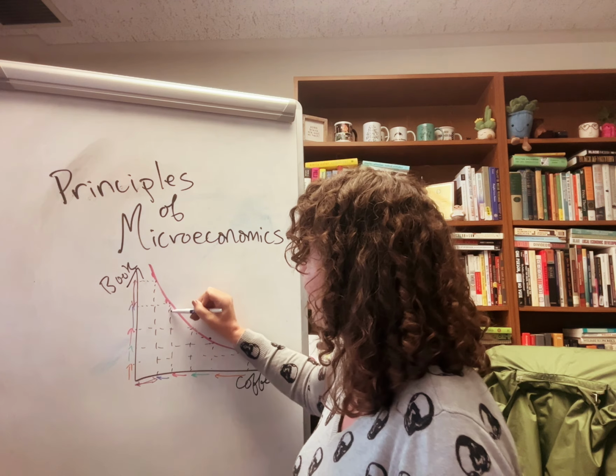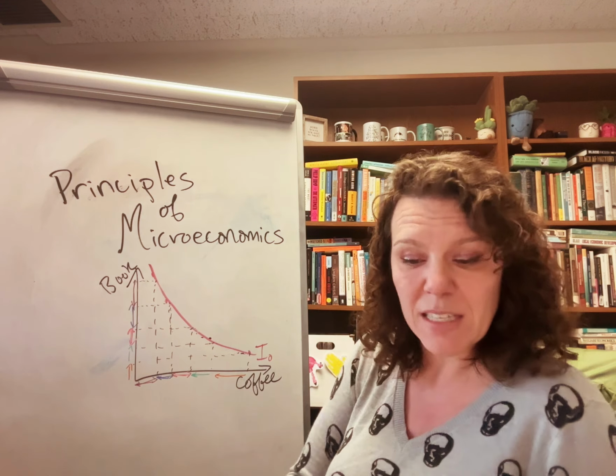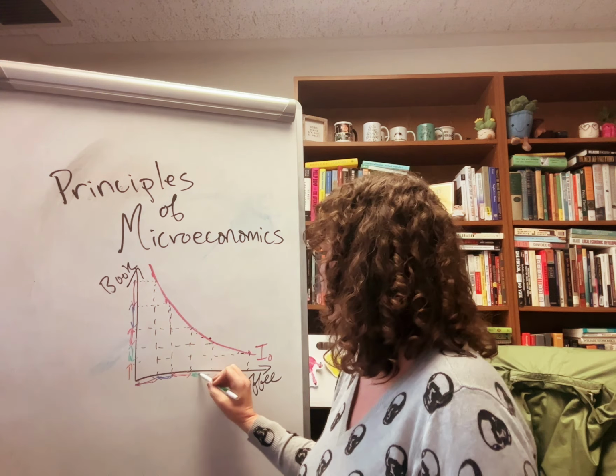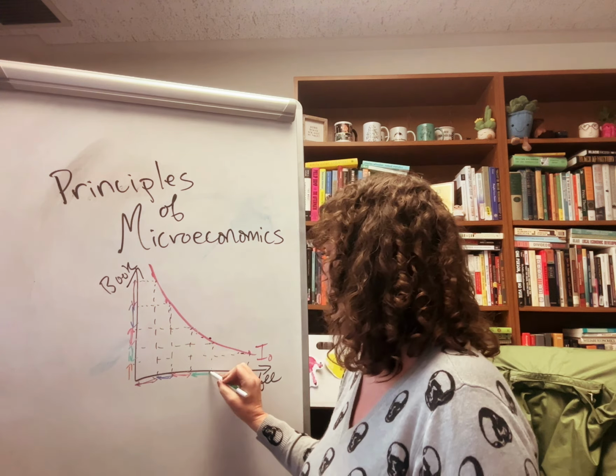And it's gonna get to the point where as I give up more and more books, I'm gonna need more and more coffee to compensate me for that trade-off, right? Does that kind of make sense? You see that shape in that relationship? If not, I'd say go back and check out the lecture slide.